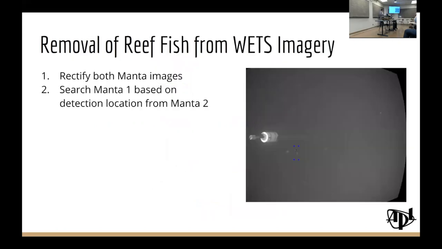And so our approach here is to rectify both of these images and then search Manta 1 based on the location in Manta 2. And so this is an example of the rectified images from our data. And then we see these weird distortions here, and this is likely due to a calibration issue. But this is pretty strange. You don't typically see these levels of distortion, so I'm still trying to find the correct way. That's existing, but I think the model is still appropriate.